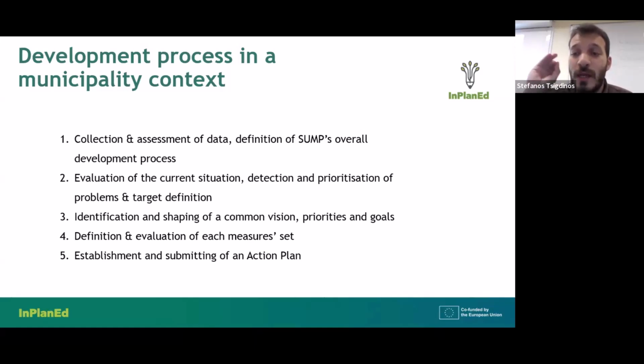The final output and the most critical output of a SUMP is the action plan, which is dedicated to how we can find budget, in other words, the money to spend and to allocate to different kinds of measures and different kinds of actions. So an action plan is really needed, and it's the final step of a SUMP.